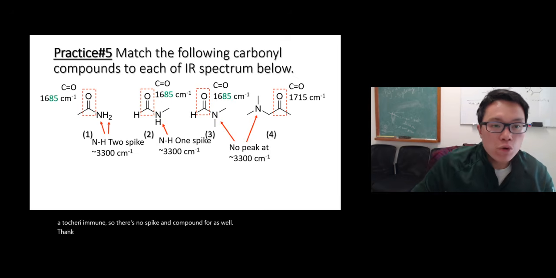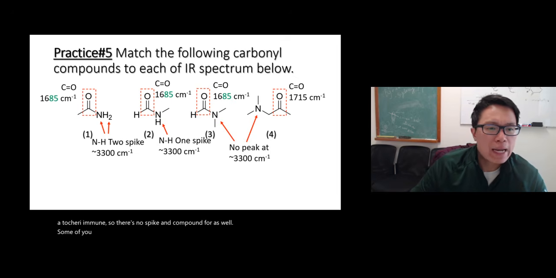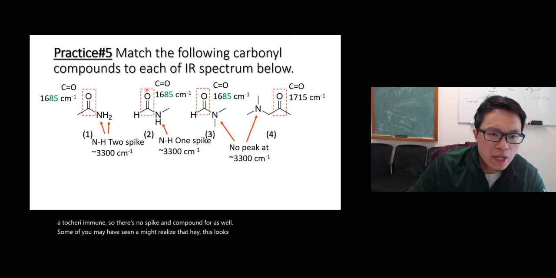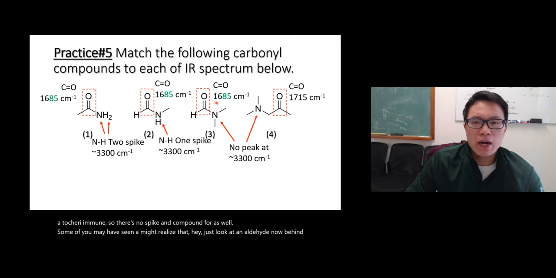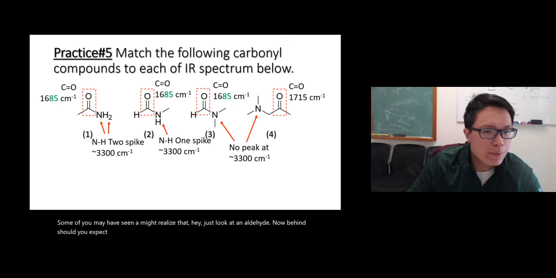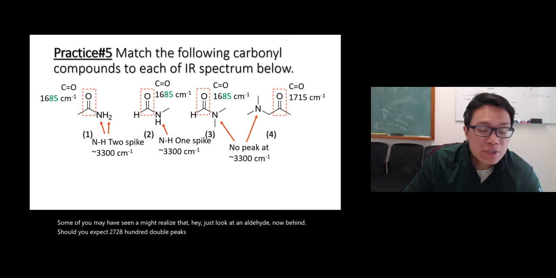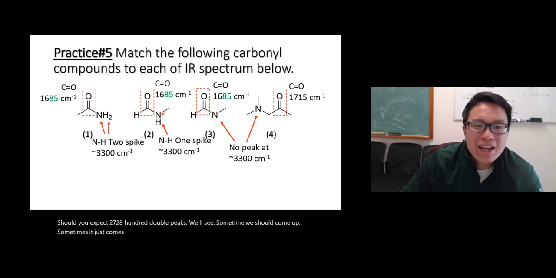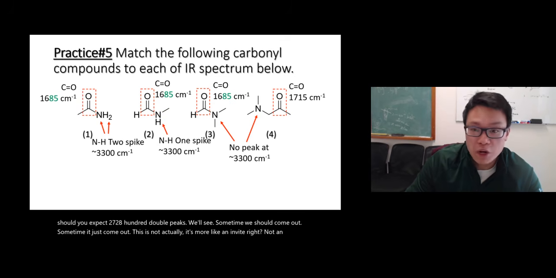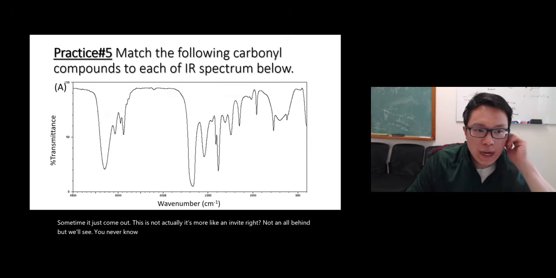Some of you might realize that, hey, this looks like an aldehyde. Should you expect 2700, 2800 double peaks? We'll see. Sometimes it comes up, sometimes it doesn't. This is not actually an aldehyde, it's more like an amide, right? But we'll see. You never know. All right, let's take a look at spectrum A.